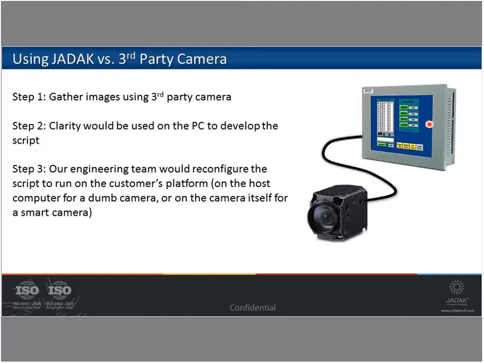The development process would look much the same, where you'd gather images using that camera and develop your machine vision script with Clarity. And then our engineers would have to work with yours to adapt those scripts over to the processor and operating system on this host processor. After that, the Clarity machine vision would work in your system very similar to the way it would work on a JTAC camera.